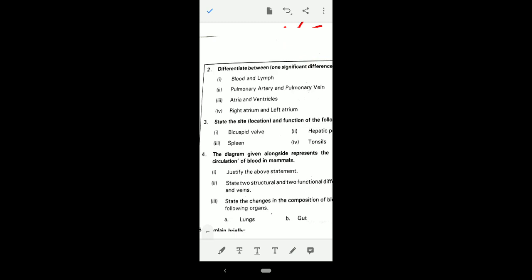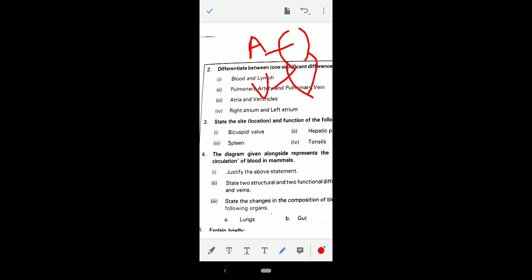Our next question is: what is the difference between atria and ventricle? If we are talking about atria and ventricle, atria is the upper chamber and ventricle is the lower chamber. Atria is thin walled, ventricle is thick walled. Atria receives blood, ventricle pours the blood. Any of the differences you may write.